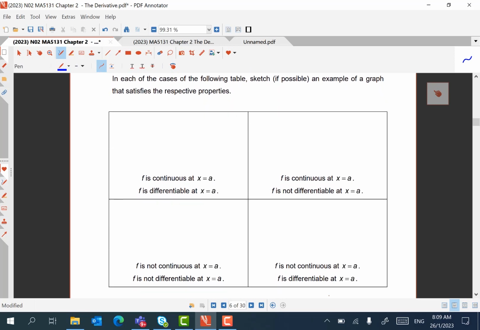Okay, let's draw a curve which is both continuous and differentiable. That's easy. You draw a curve that is smooth.